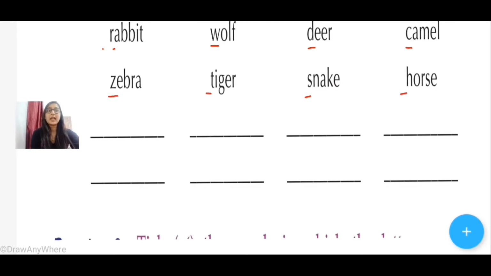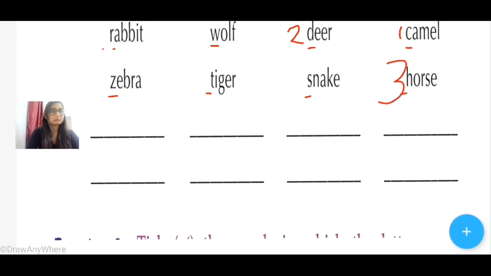We have to now say our alphabets so that we can put them in alphabetical order. We will start with A. We don't have any name with A, so we will move ahead. B. C. Yes, we have a name with C, camel. So camel will be first. D, we also have a name with D. So deer will be 2. After D comes E. No. F, G, H. We have a name with H. So horse will be 3.